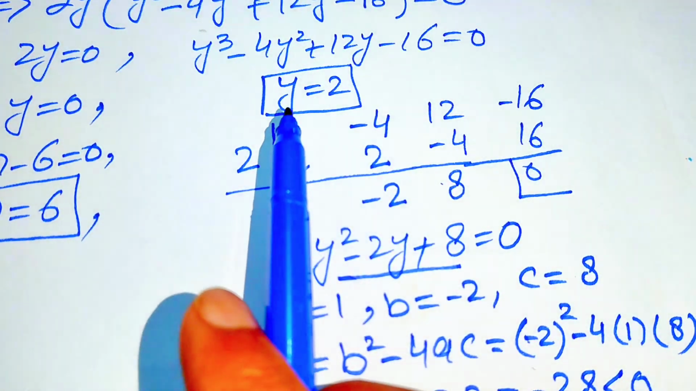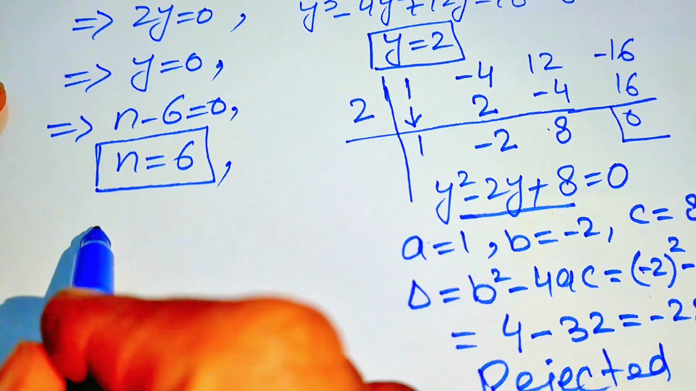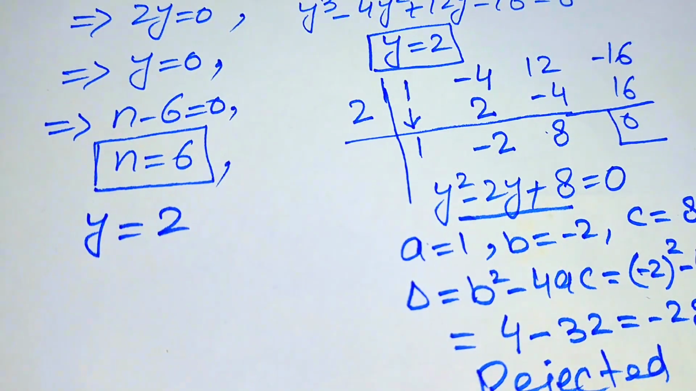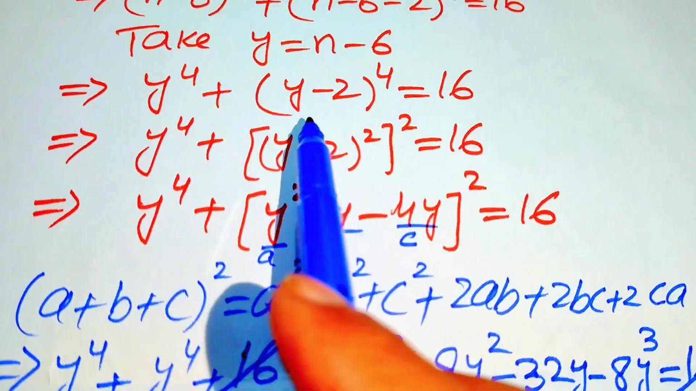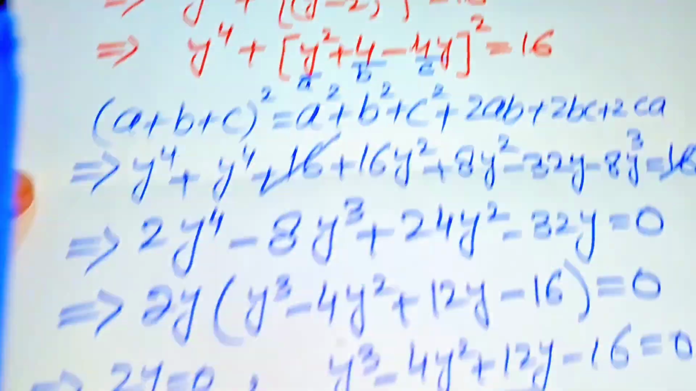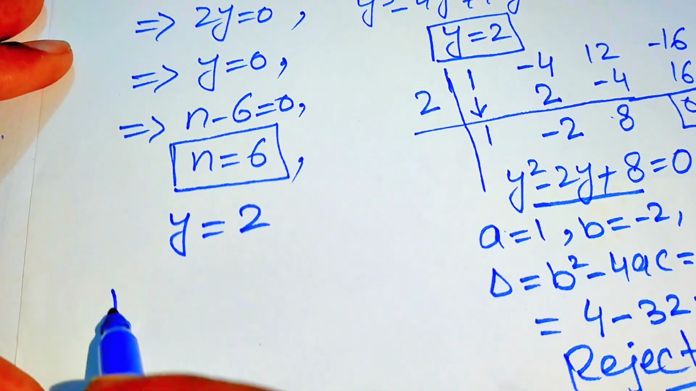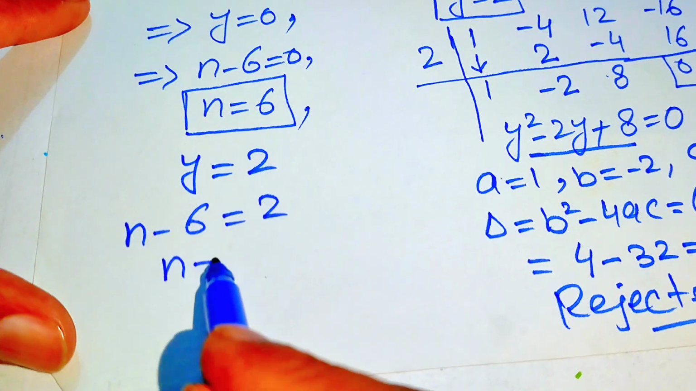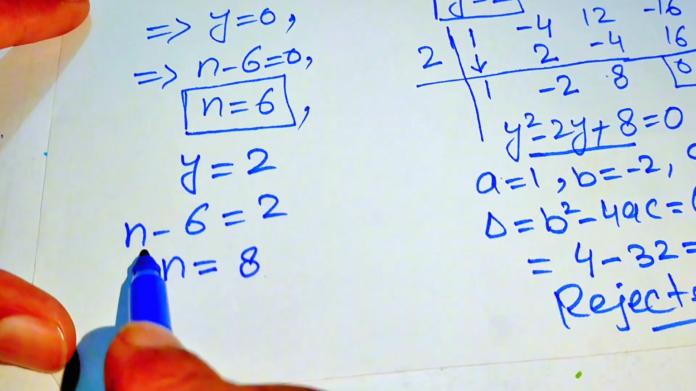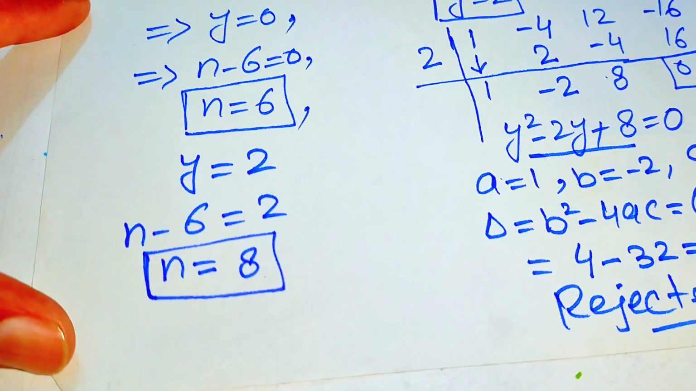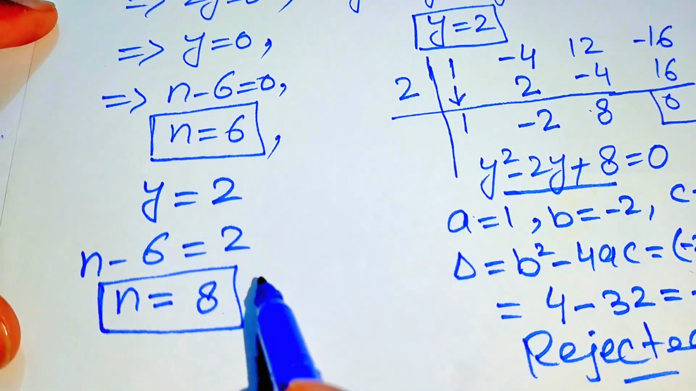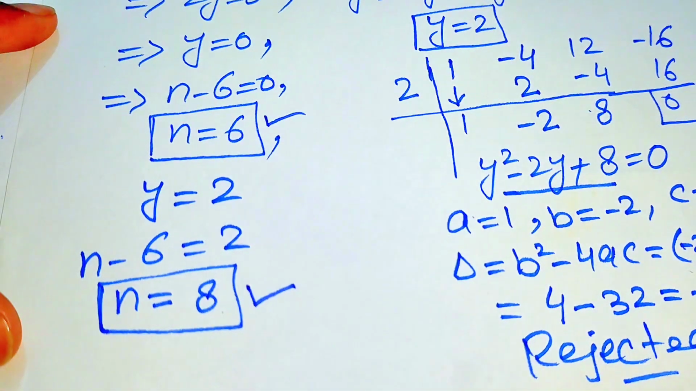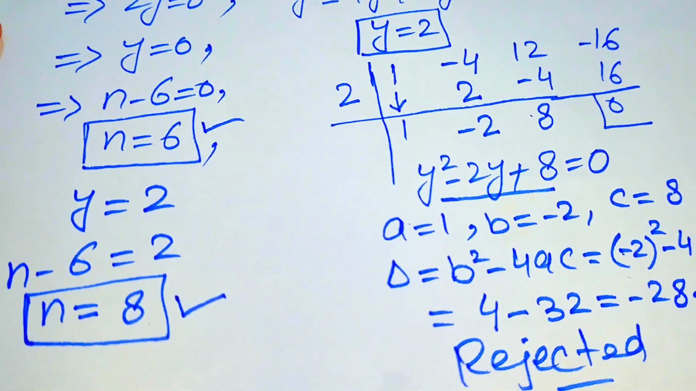So we proceed with y equals 2, and now we back substitute the value of y. You again see here we have y equals n minus 6. So we back substitute this value of y here, and it becomes n minus 6 equals 2. You easily get the value of n equals 8. So we have two integer solutions of this question: one is n equals 8, and the other integer solution is n equals 6.